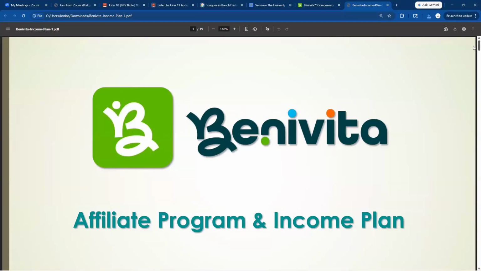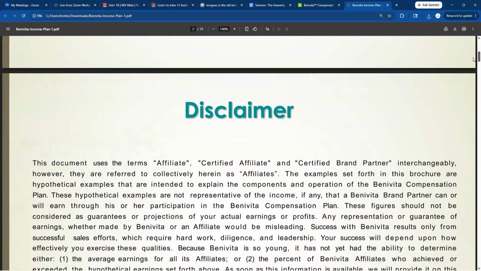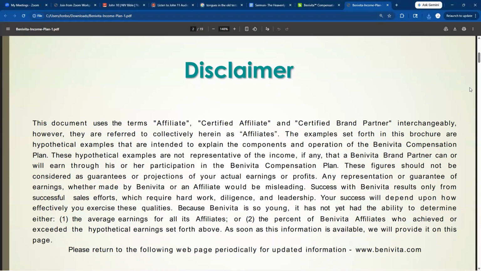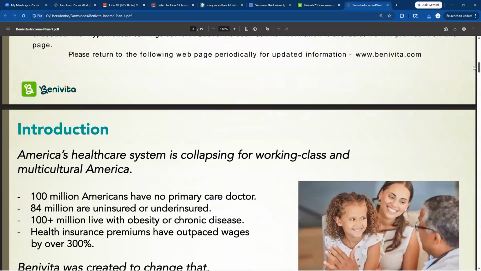This is the affiliate program and the way that we're going to make our income from the company. Disclaimers are always good. You guys go ahead and read that. And you can click on it yourself and read it.